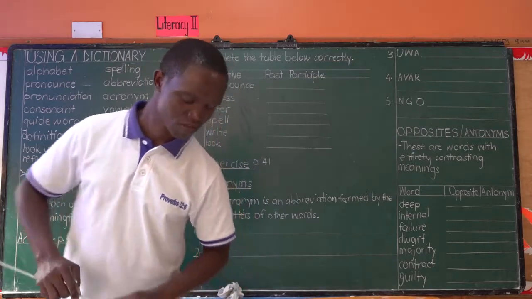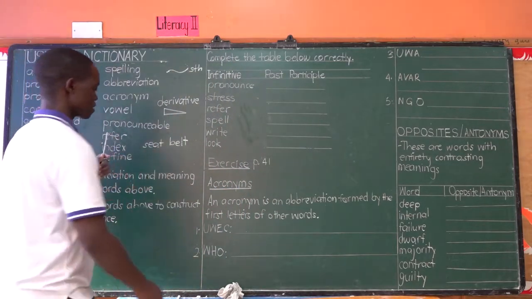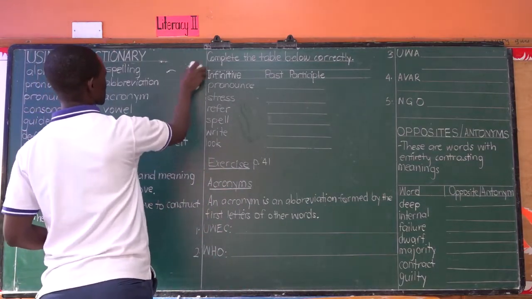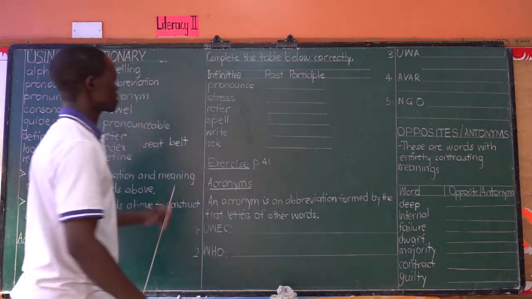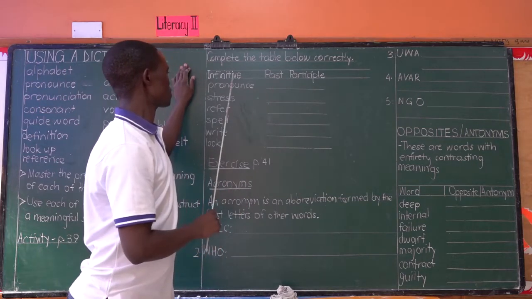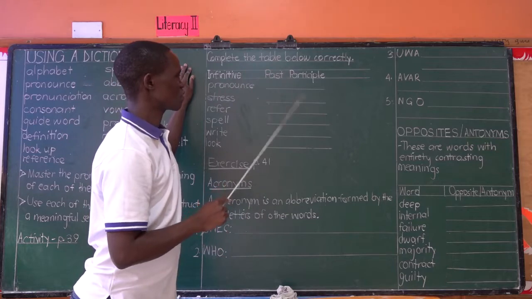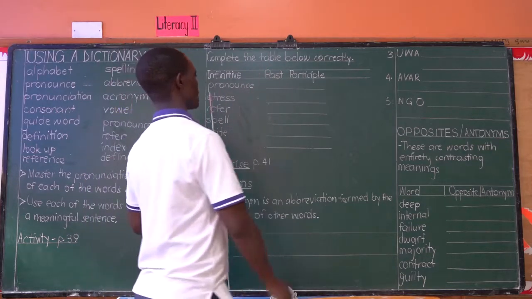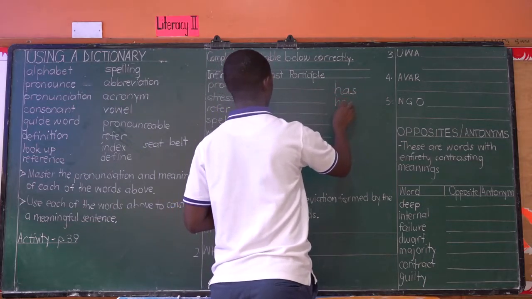So let's go straight to the next table, and that table is about words, and these words are specifically verbs, and how to change them to past participle form. Complete the table below correctly. We have the infinitive form and the past participle form on this side. If the infinitive is pronounce, how do I change it to past participle form? How do I change it to use it after a helping verb like has or have?